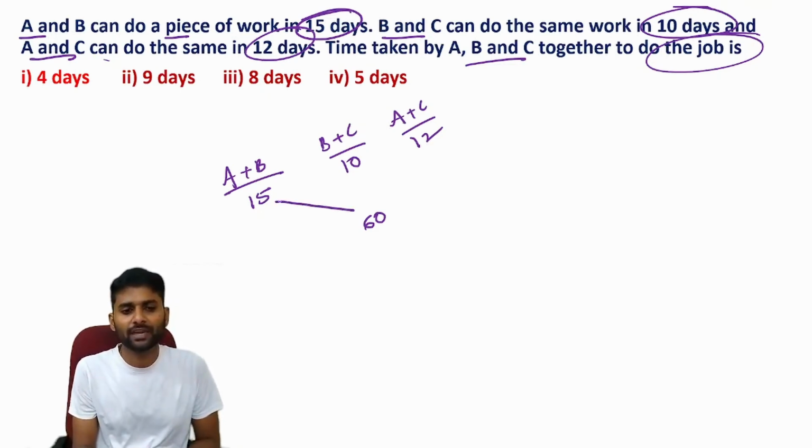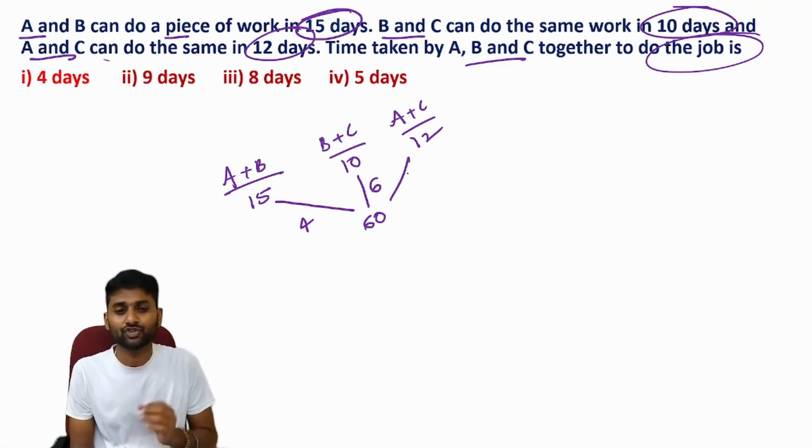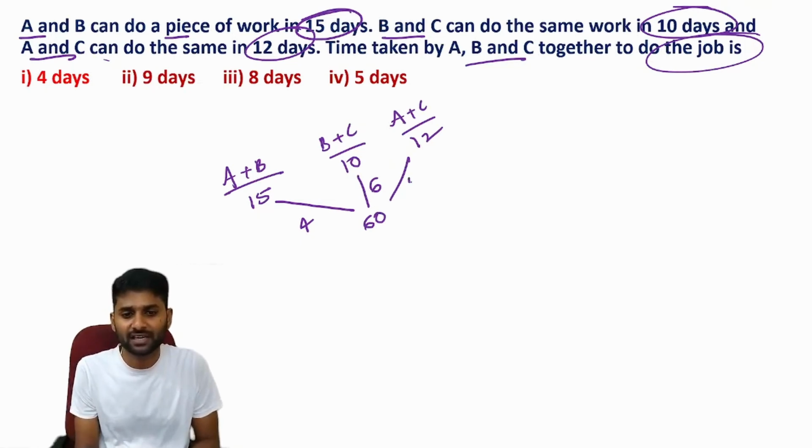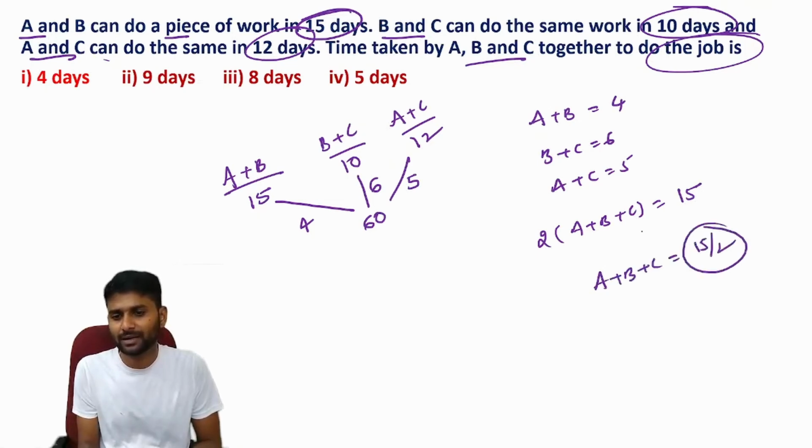Now 60 units of work, AB completed in 15 days, so per day efficiency is 4 units. 60 units of work completed by B and C in 10 days, so here efficiency is 6 units. 60 units of work completed by AC in 12 days, so here the efficiency is 5 units. Let's check with the efficiency. Efficiency of AB is 4, BC is 6, AC is 5. The sum of all their efficiencies is 2 times (A plus B plus C), which is equal to 15. Now the A, B, C efficiency is 15 by 2.